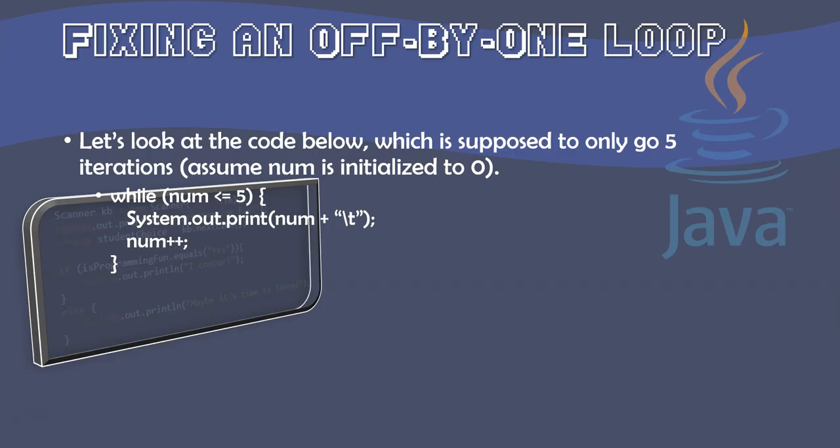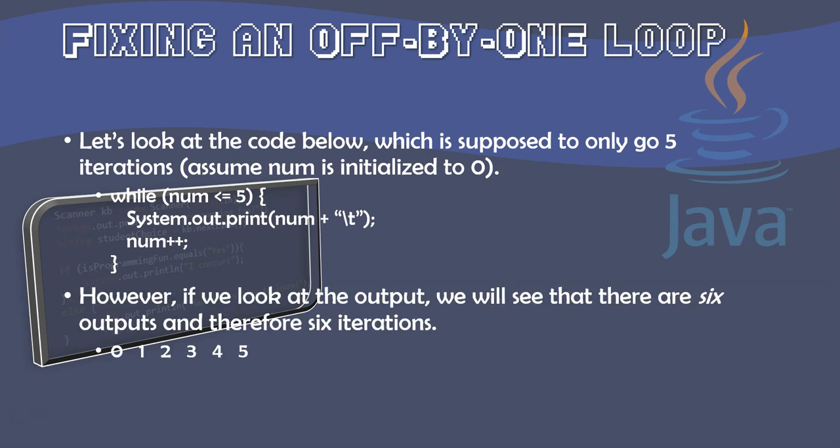We said it's an off by one error, and if you remember, with an off by one error there's a key thing we need to home in on. The way to start is to first look at our output. If we look at the output, we'll see there are actually 6 outputs, and therefore 6 iterations. The outputs are 0, 1, 2, 3, 4, 5.